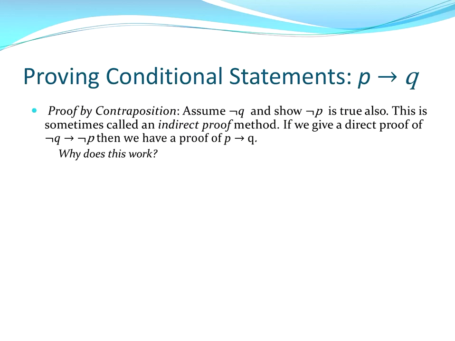With the direct proof, we assume P and we prove Q in order to prove the implication. With contraposition, we're going to assume not Q and show that not P is true. The reason we can do this is because P implies Q is logically equivalent to the contrapositive, not Q implies not P. So if we give a direct proof of not Q implies not P, we will have proven indirectly that P implies Q.